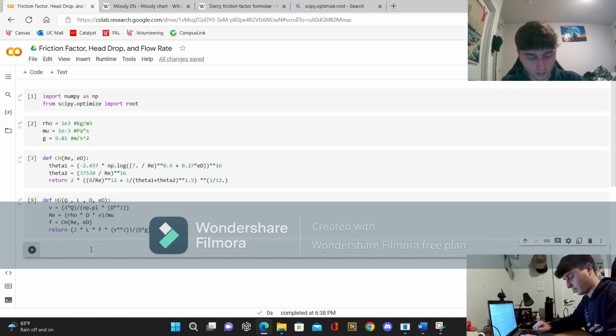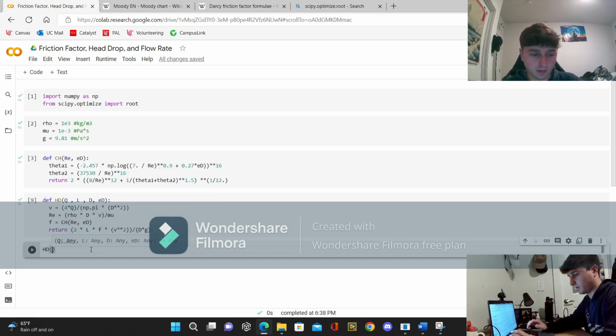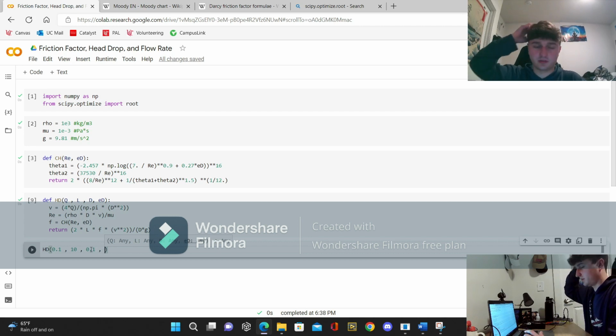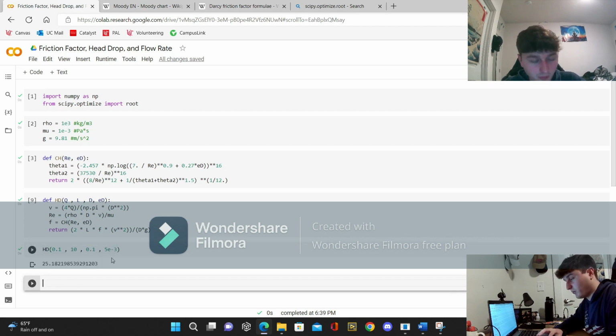It is all active. Now what we can do is we can make sure that we can figure out what the head drop needs to be for our flow rate, which we will say is 0.1 meters per second. Our length we can say is 10 meters. Our diameter can be 0.1 meters. And we can have our surface roughness to be 5e to the negative 3. And what we get is that we need to have a head drop of 25.18 to achieve a flow rate of 0.1 with a 10-meter pipe length, as I just explained.